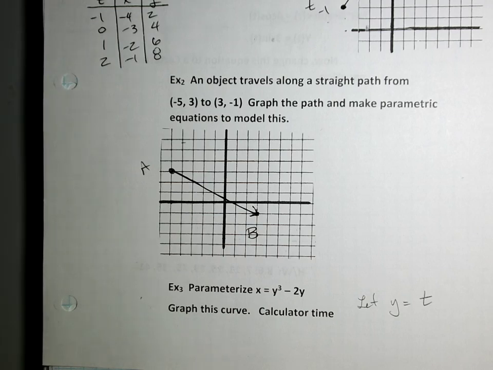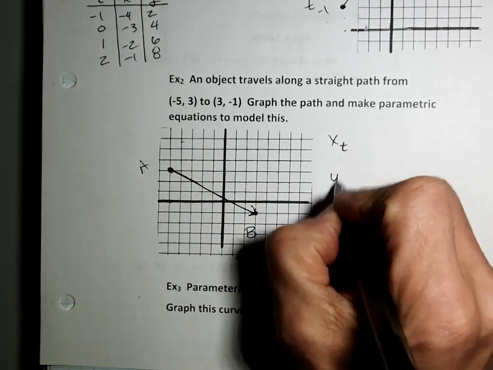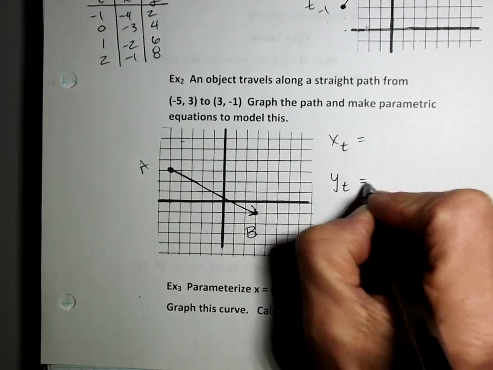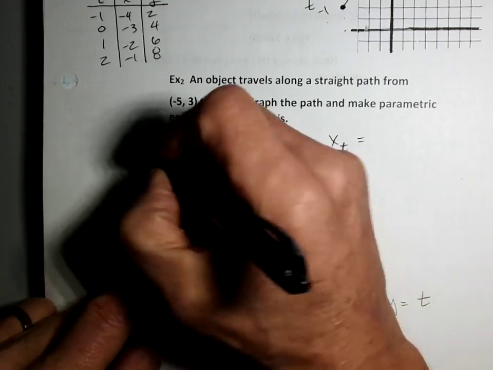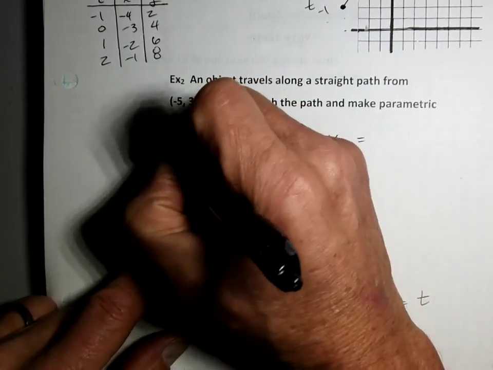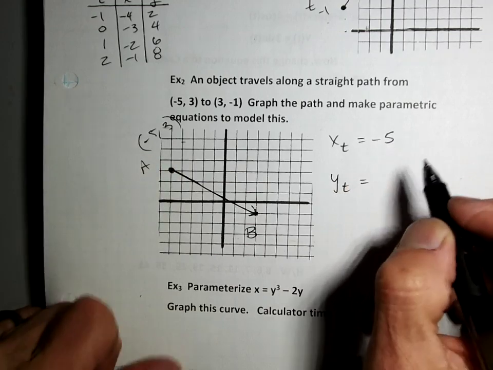Now, if I want to be able to put this into my calculator as far as time and parametric, I need 2 parametric equations. So I need an x of t and a y of t. So let's see what happens. We started. What's the x value here? This x value is at -5, right? So the x value started at -5.